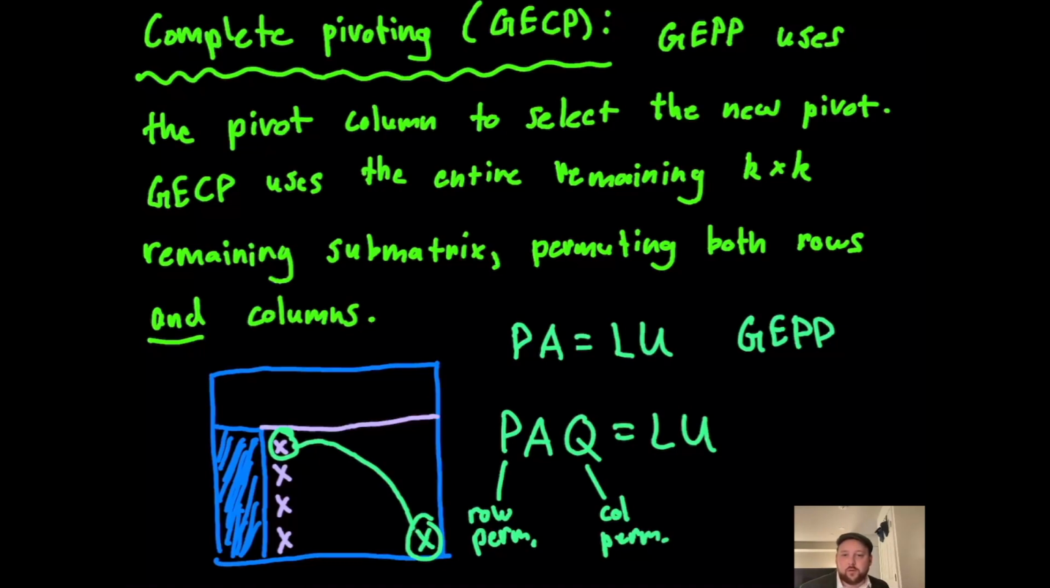Kind of the moral of the story is that Gaussian elimination with complete pivoting is, I think I mentioned this earlier, the only algorithm that is provably stable for all invertible square matrices. So remember, partial pivoting was stable for most matrices, at least usually all the ones that we care about, but for complete pivoting, this is the algorithm, GECP. This is the one that is provably stable for all invertible square matrices.